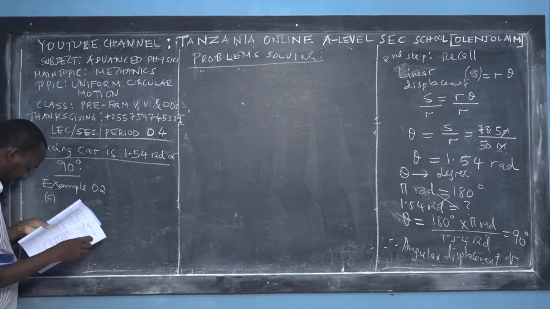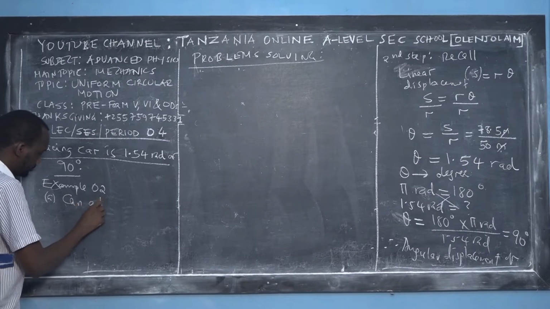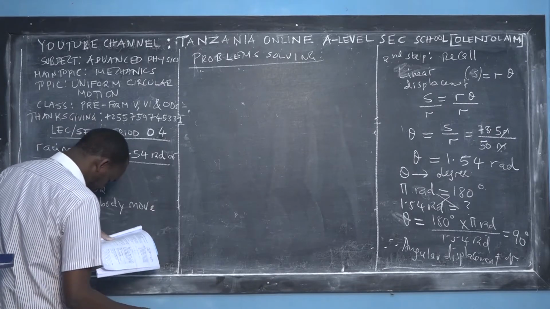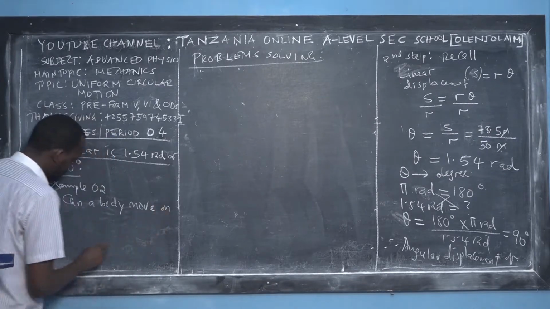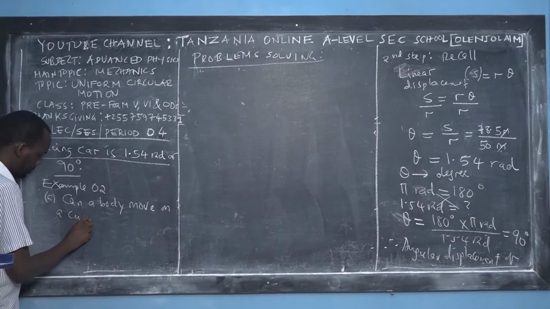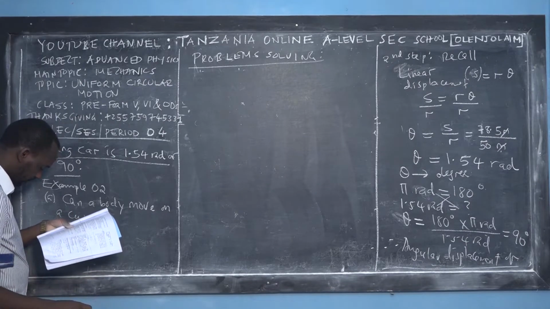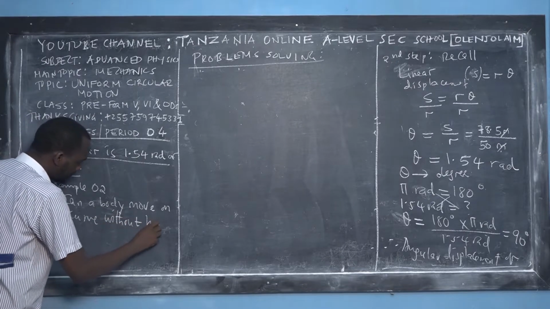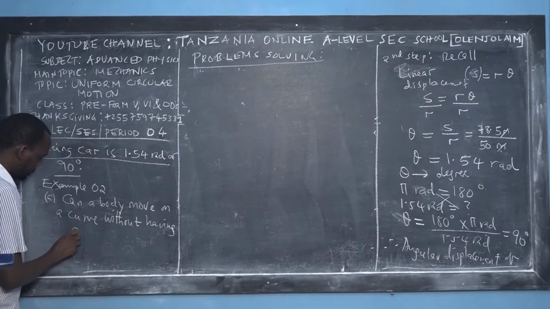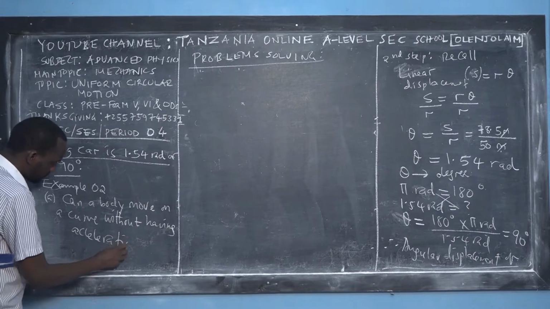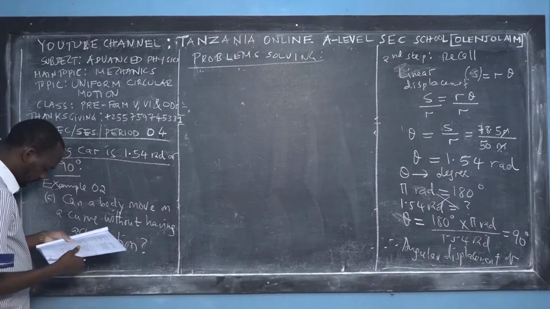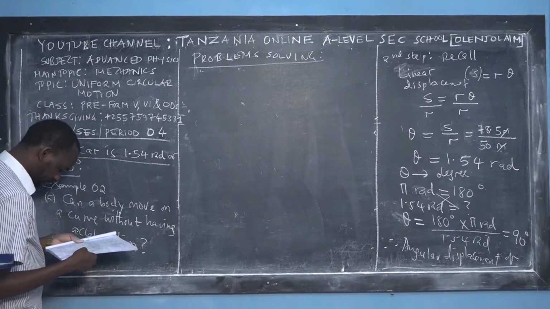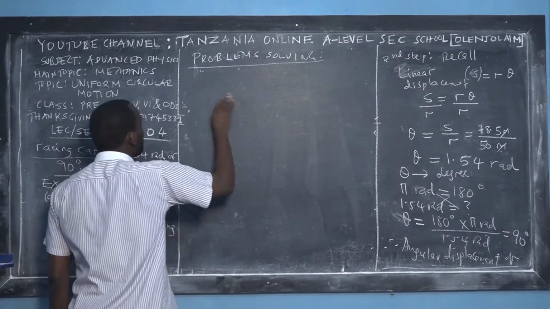Part A says, can a body move on a curve without having acceleration? Can a body move on a curve without having acceleration? Then you have part B.